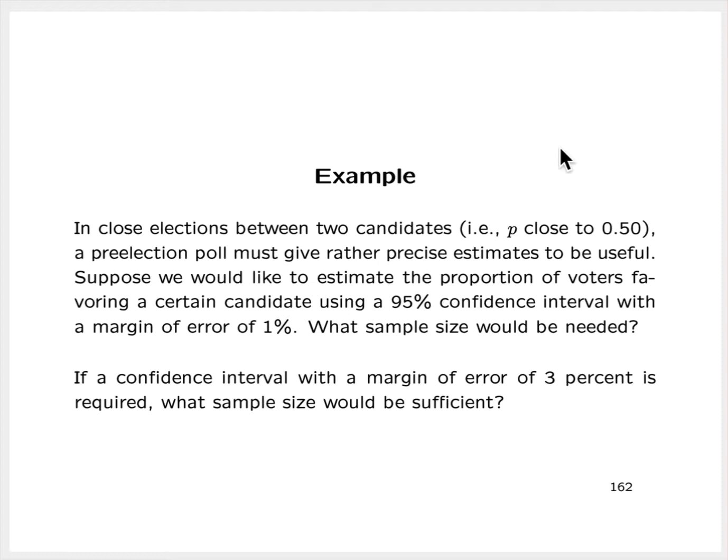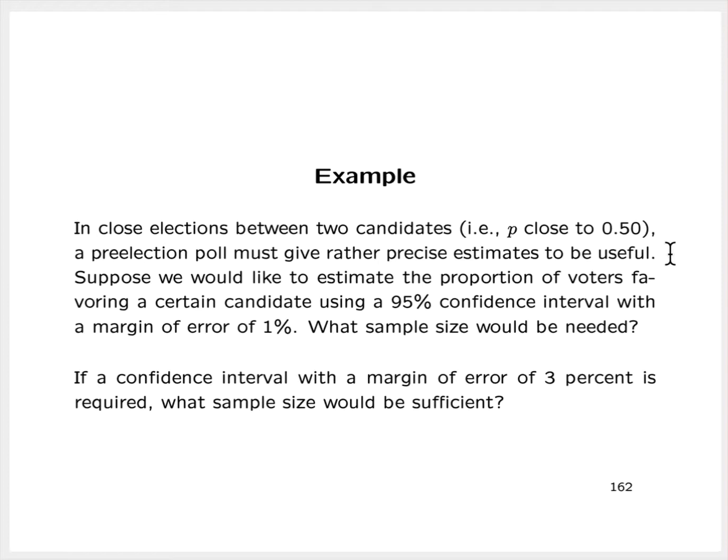In other words, where p is close to 0.5, where p is the proportion of voters who favor a particular candidate, maybe we say candidate Smith again, then a pre-election poll must give rather precise estimates to be useful, right? It doesn't do anybody any good, any decision makers, any strategists any good, if the margin of error is too large, right? Having a confidence interval ranging from 0.4 up to 0.6, or 0.35 up to 0.55 or something like that is really no good. It's just the interval's too wide.